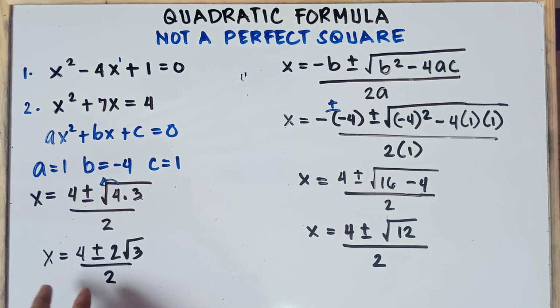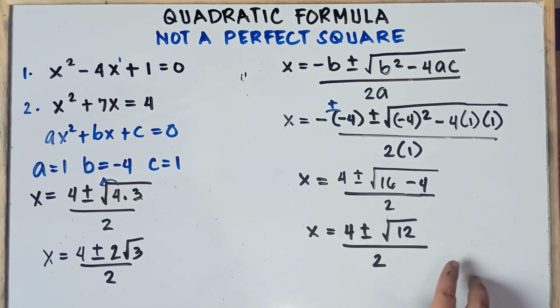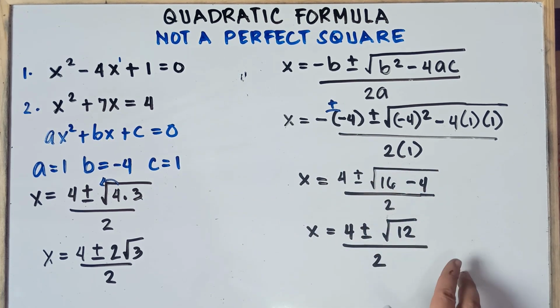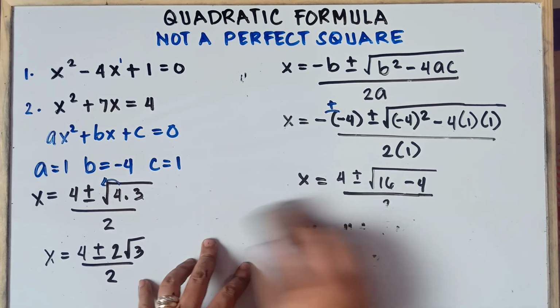Alright, and then we separate this one, class, because we have positive then negative. Alright, so I'll be erasing this part, class. You pause the video. I hope you understand this one, class. I will be erasing this part because we don't have enough space.